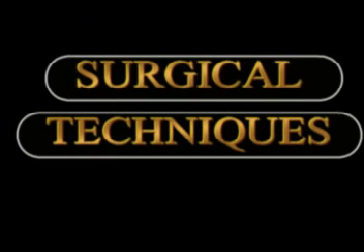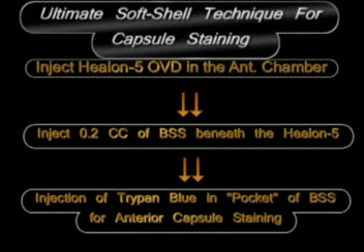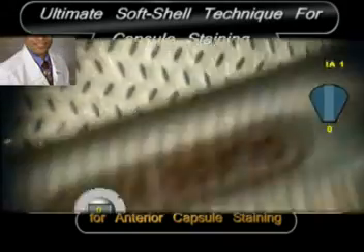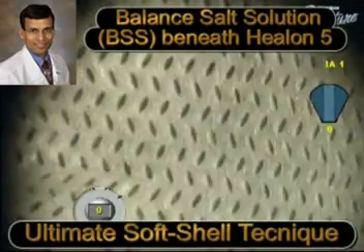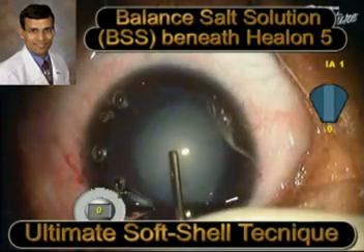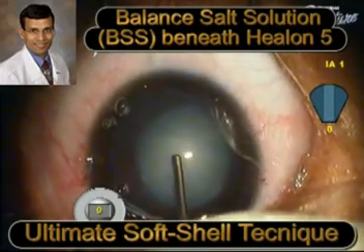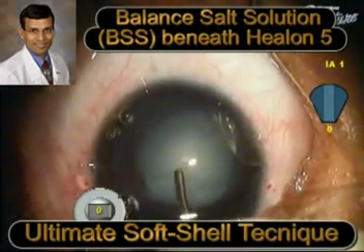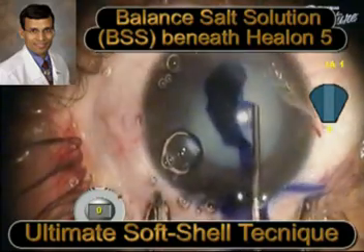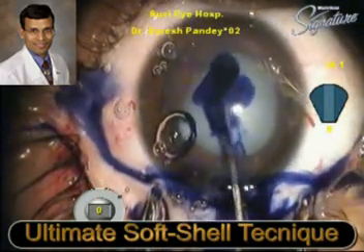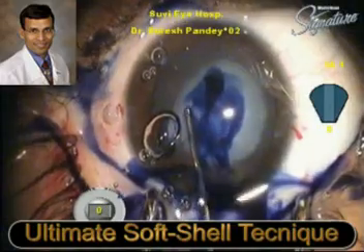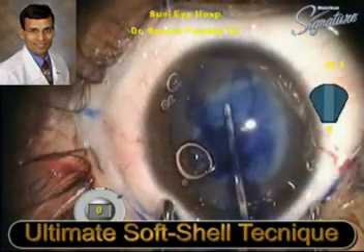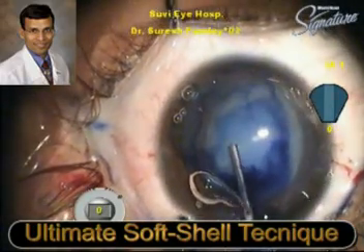In surgery, the management of the capsule is very important. We use the ultimate soft shell technique for capsule staining because the capsulorhexis can be very difficult in these small elastic capsules. So here we are first injecting Healon 5 into the anterior chamber, and beneath the Healon 5 we inject a pocket of BSS which is then stained with the trypan blue dye. The dye is then washed out after an interval of about 10 seconds.